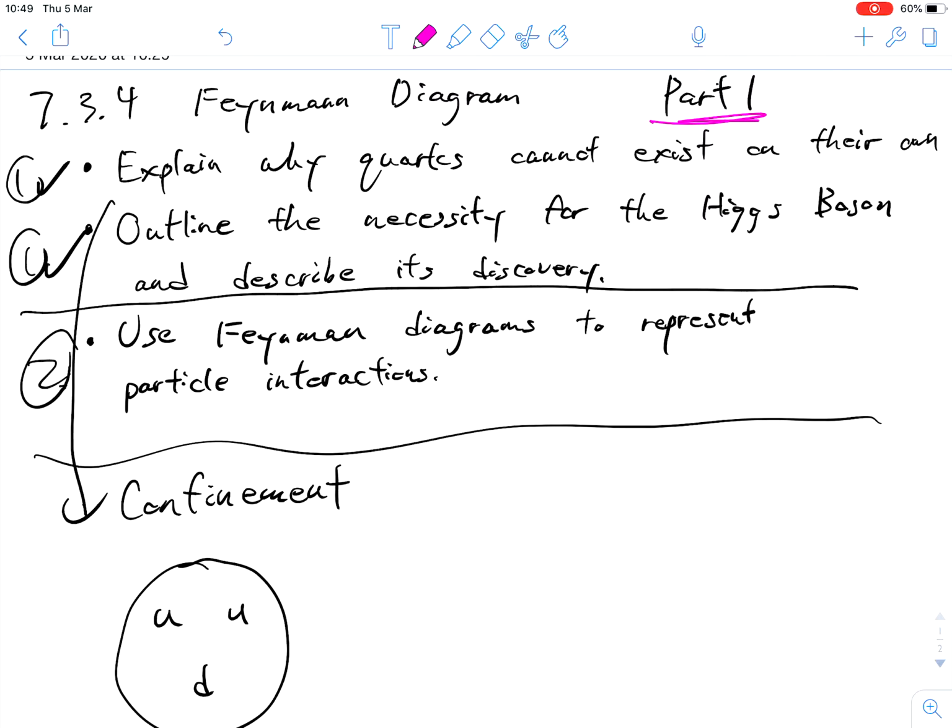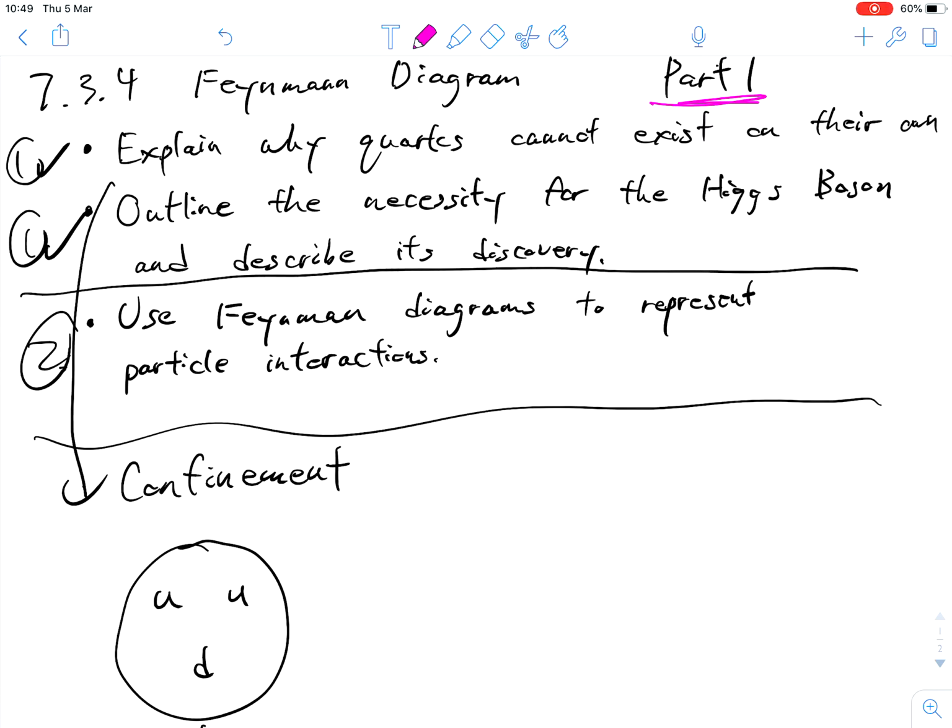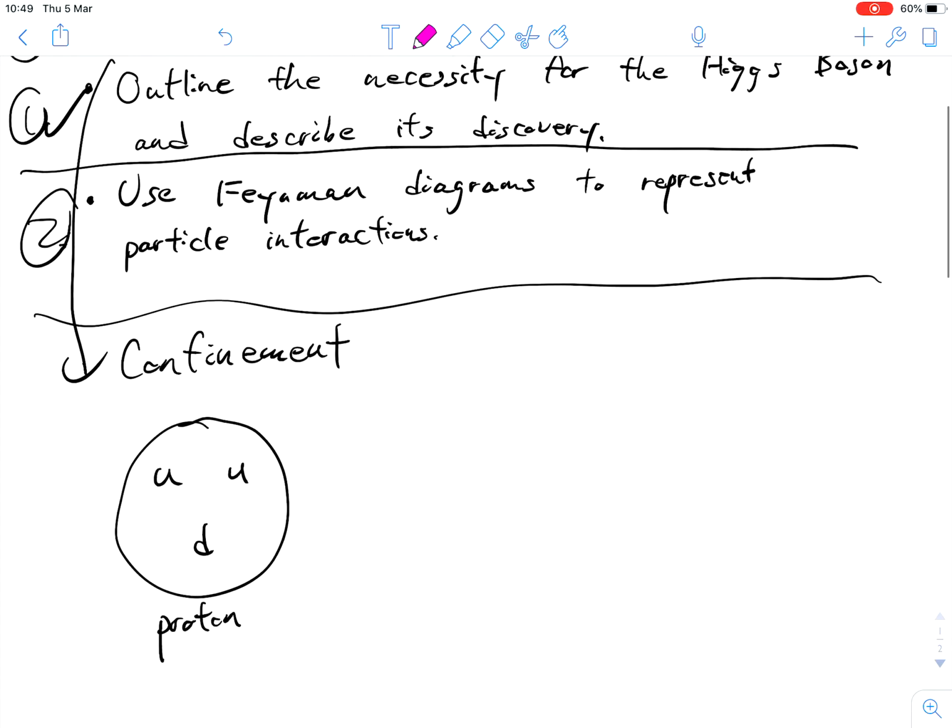I asked you guys to watch a video last time, so we'll quickly review that and what it looks like, and maybe how you might be expected to explain this on an actual test. Okay, so without further ado, part one: let's talk about quarks and why they can't exist on their own.